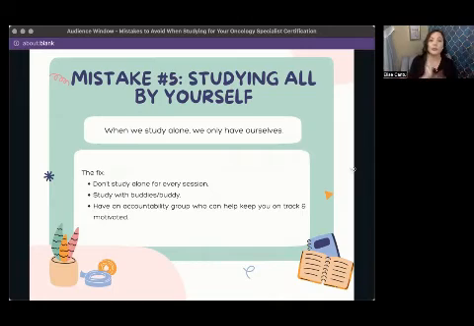So here's the fix. Don't study alone for every session. It's okay to study alone for some sessions. In fact, you might find that that is very helpful for you.